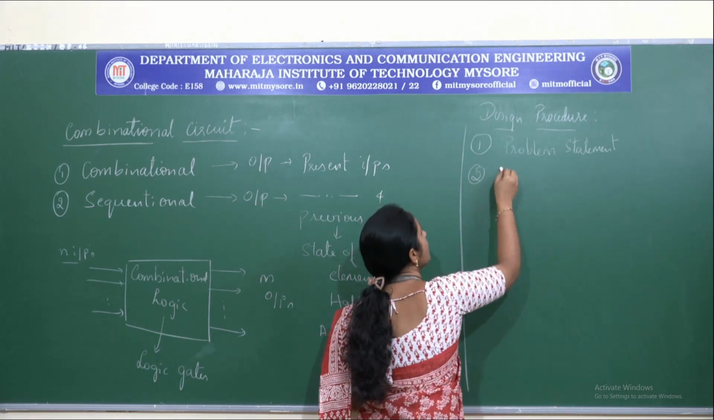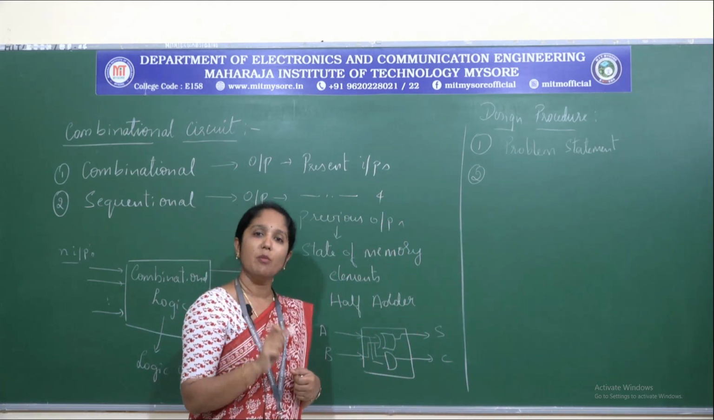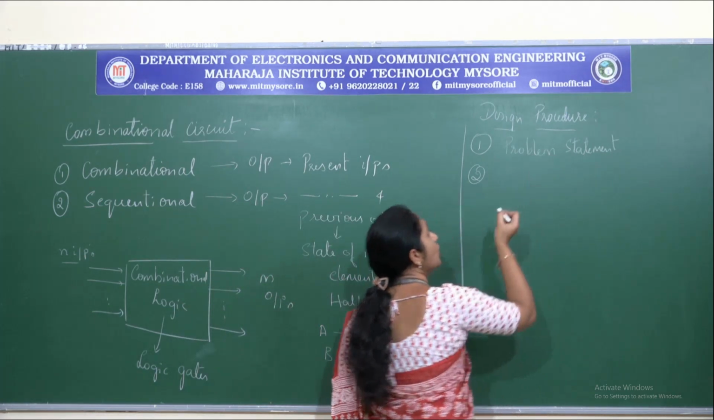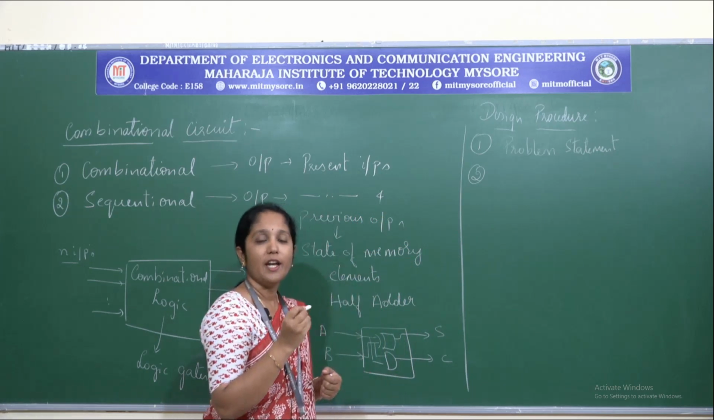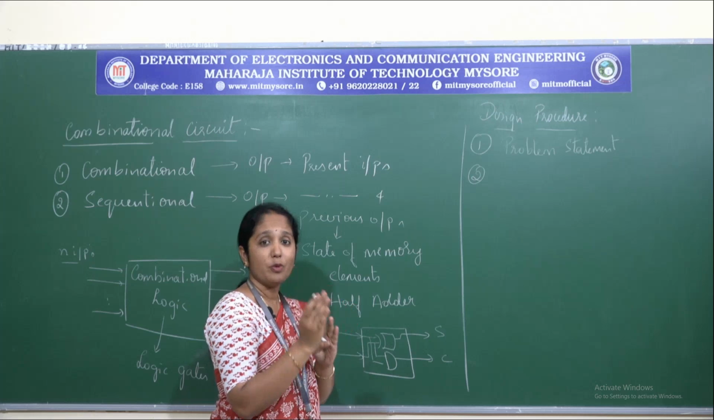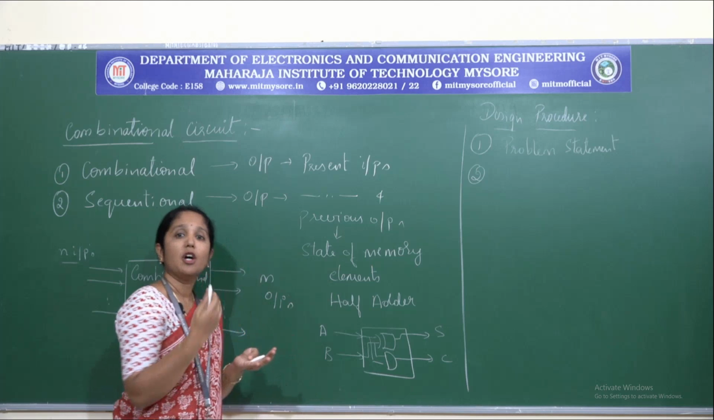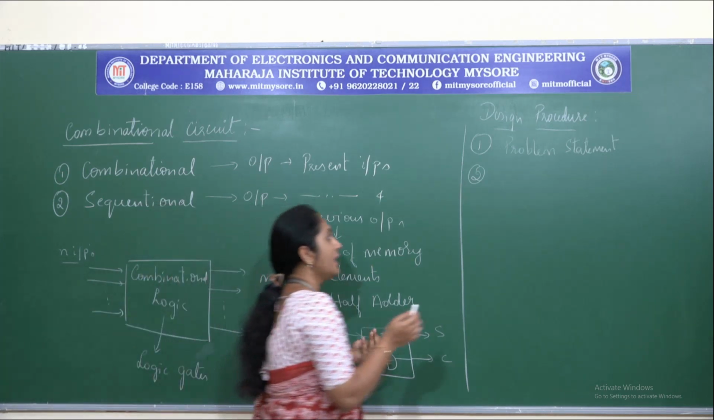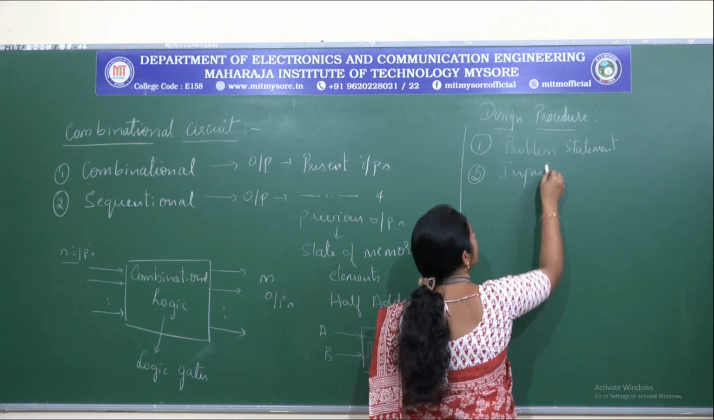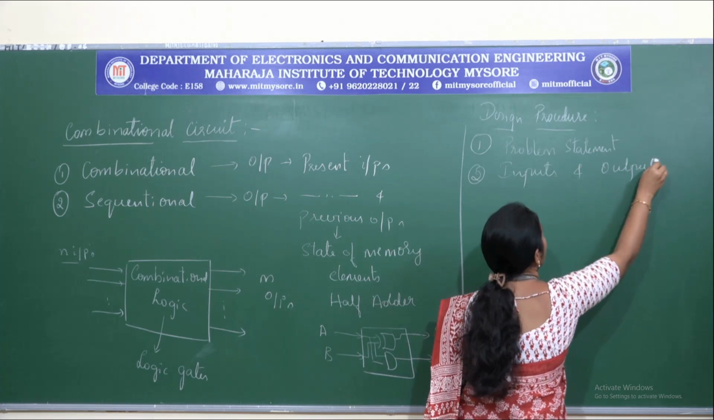The second step is, before writing the truth table, first we need to identify the number of inputs and number of outputs. Once we get the problem statement, we need to go through it thoroughly and understand what are the inputs we are supposed to give to the circuit, and what are the outputs we are supposed to get. So we have to decide upon the inputs and outputs. That is the second step, identification of inputs and outputs.